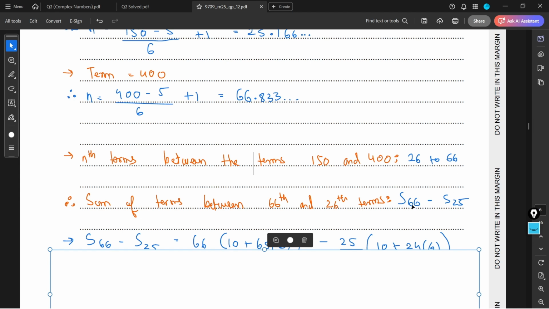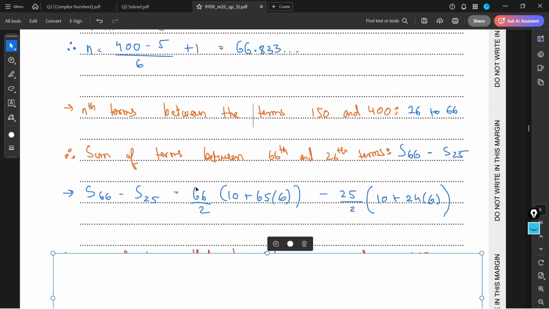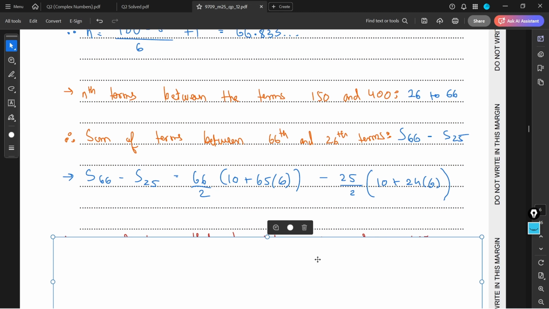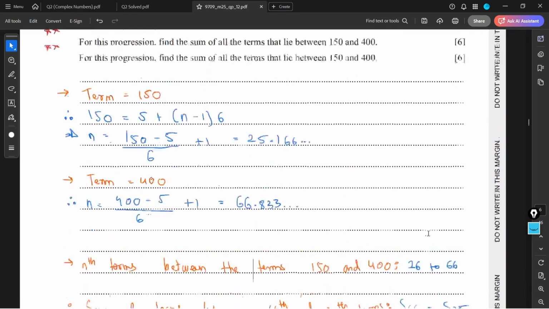And now you can use this idea: what is the summation of the first 66 terms of the AP minus the summation of the first 25 terms of this AP. In doing this process, you will find the summation of the terms in between the 26th term to the 66th term. Over here, the formula that I've used is n by 2 times 2a plus (n minus 1) times d for both of the cases. And finally, the answer that we'll be ending up with will be 11275. I hope that this has given you an idea of how to solve this question.